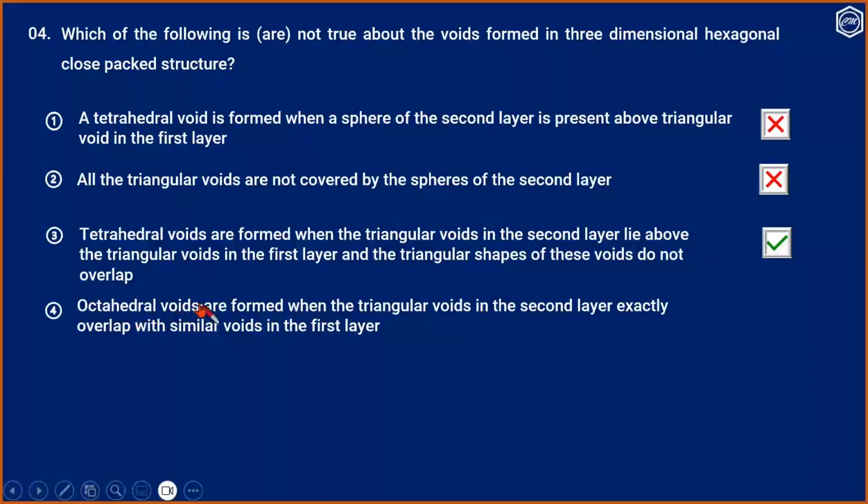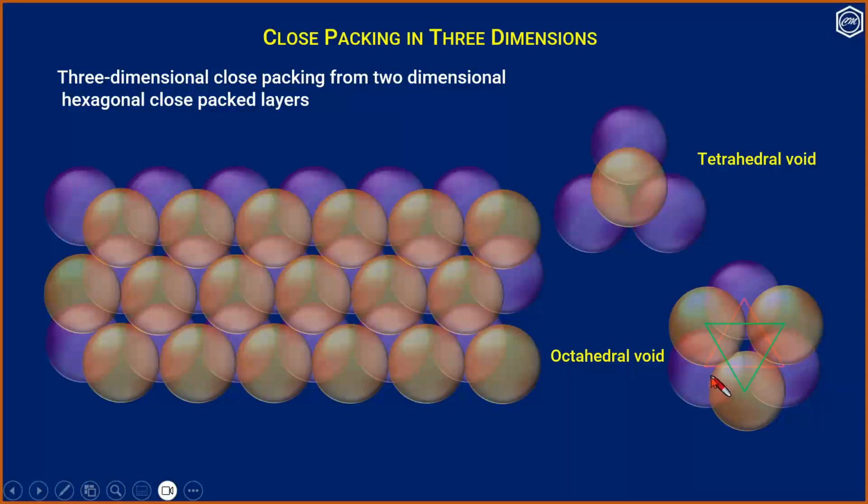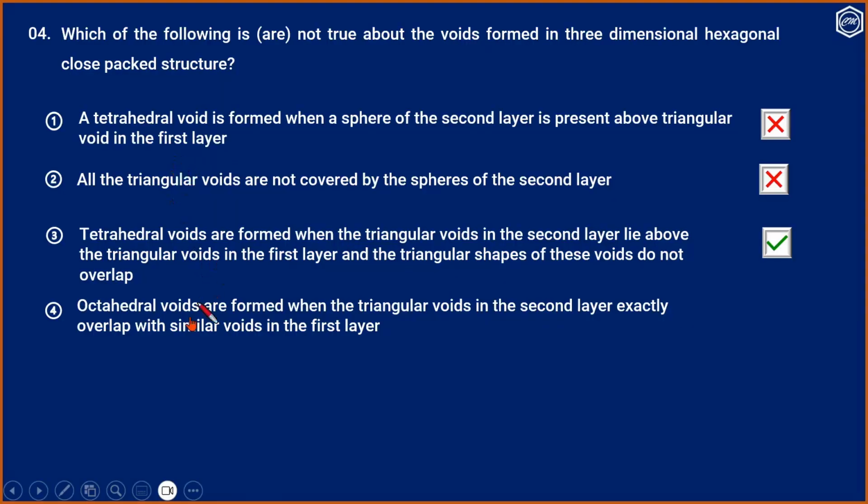Now option number 4. Octahedral voids are formed when the triangular voids in the second layer exactly overlap with similar voids in the first layer. These are the triangular voids of the first layer, that is the red triangle, and the triangular void of the second layer, that is a green triangle, and they do not overlap. They do not overlap. So therefore option 4 is an incorrect statement. So the answers are option 3 and option 4.